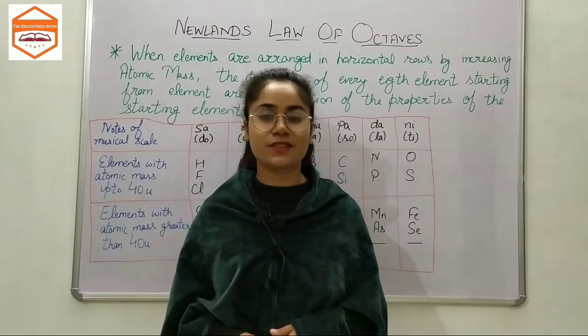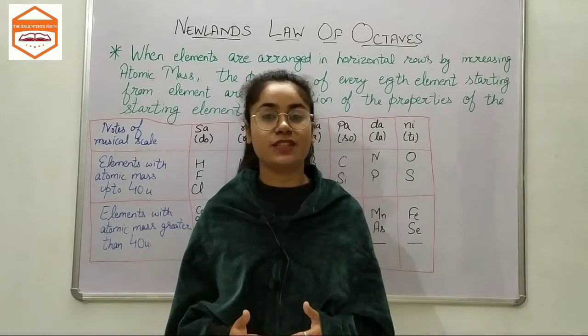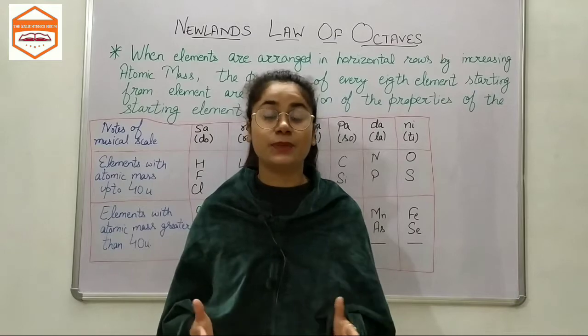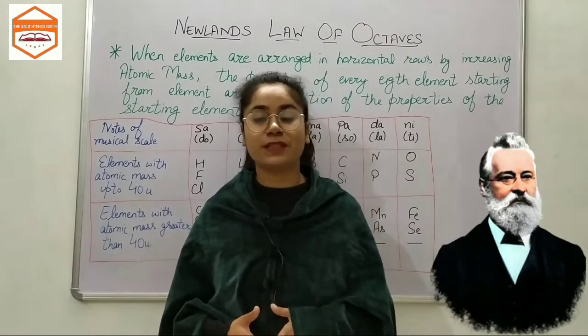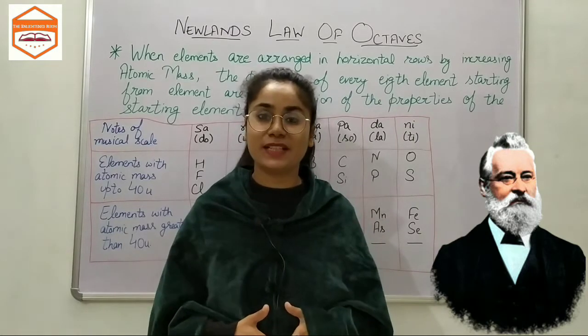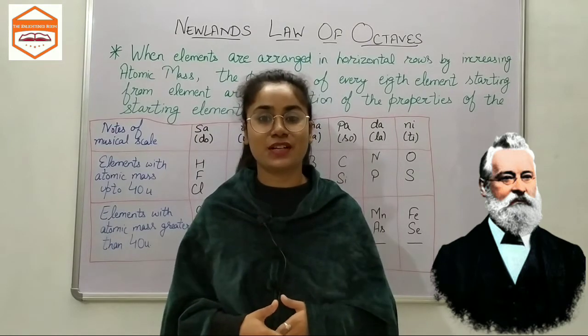The idea of Dobereiner's triad, though it had many limitations, inspired and encouraged many other chemists to search for or to try for new trends. With this inspiration and encouragement, Newlands, who was an English scientist, in 1866 came up with his idea, Newlands' Law of Octaves. And today in this video, we're going to talk about this.